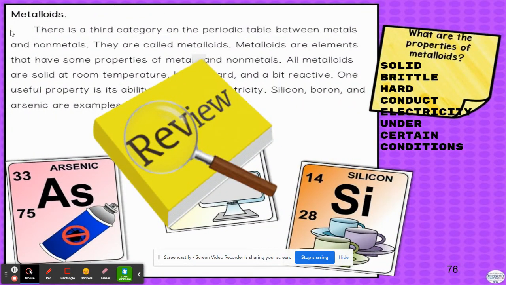Again, properties of metalloids, looking at this third group. These are found on the staircase, kind of the divider between metals and nonmetals. They're kind of metals. They're solid, brittle, hard. They can conduct electricity under certain conditions.